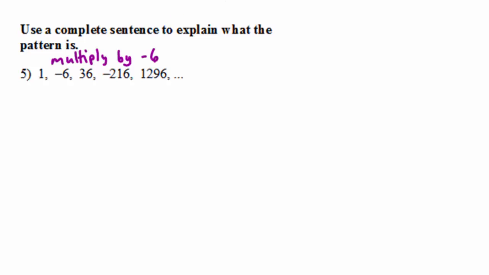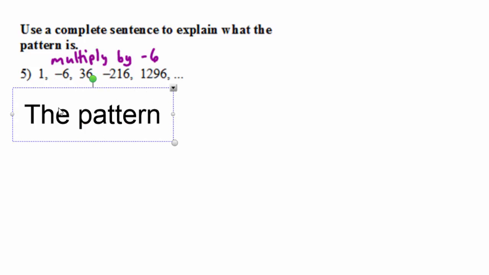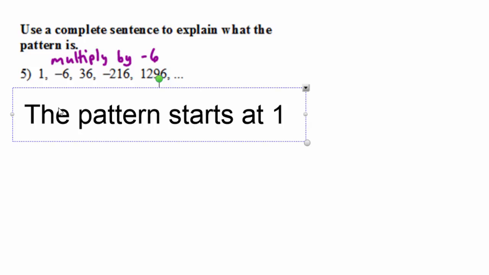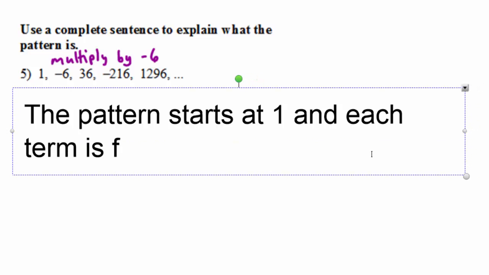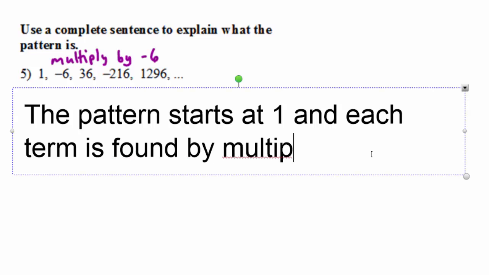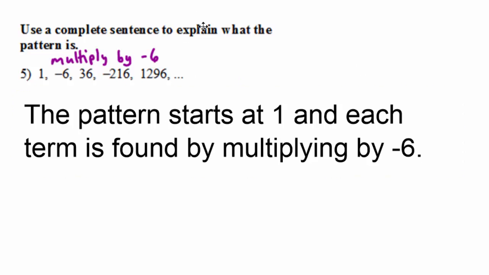So here's a sample sentence that we could write. The pattern starts at 1 and each term is found by multiplying by -6. Okay, so you might come up with something a little bit different than that, but that is the basic gist of what we need in our sentence. The pattern starts at 1 and each term is found by multiplying by -6.